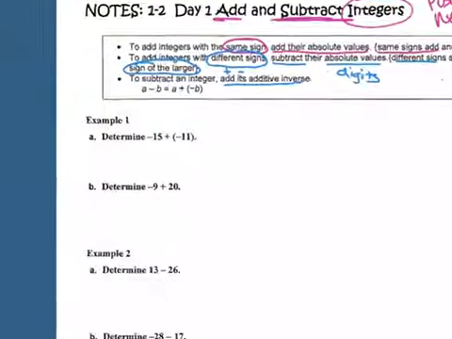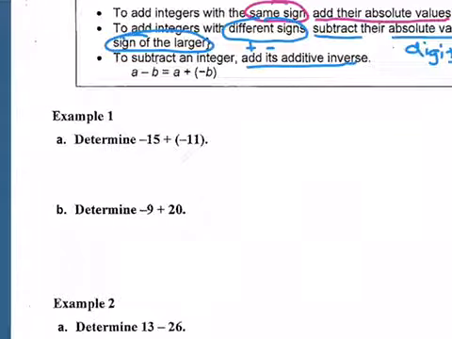So example 1, determine negative 15 plus negative 11. So the trick I show everybody is if you'll circle the number with the sign in front, because if it's got a plus sign in the middle, we're good. We can circle the number with the sign in front, circle the number with the sign in front, compare those signs. So I've got a negative 15 and a negative 11.